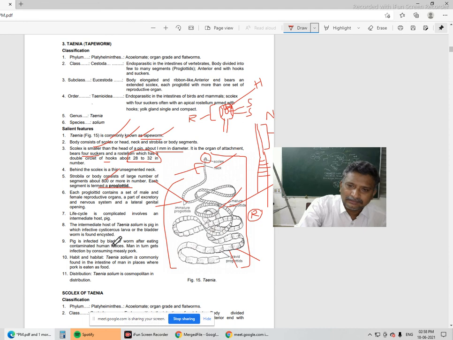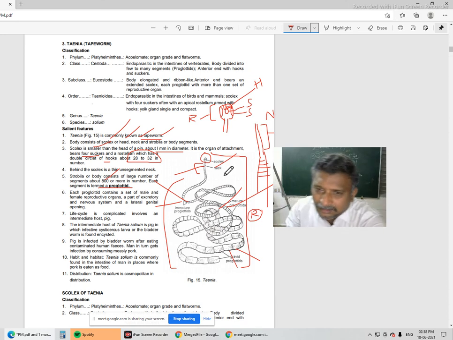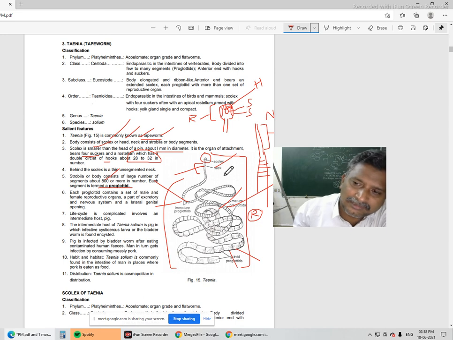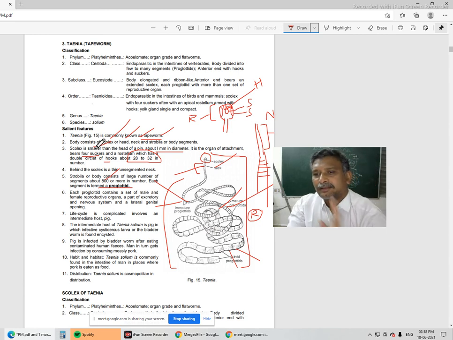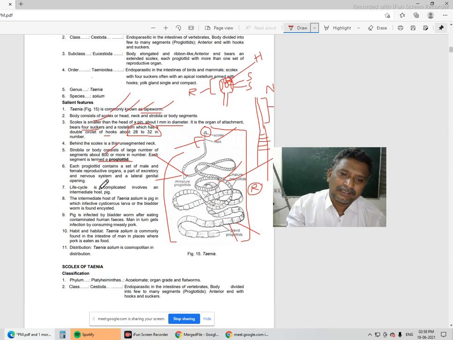Yes, enough. Observation of scolex, observation of a neck without segmentation. The entire body is segmented. Proglottids, immature proglottids, mature proglottids, gravid proglottids, hooks are there, suckers are there, rostellum is there. So observing all these characters, we can say that it belongs to Taenia solium.